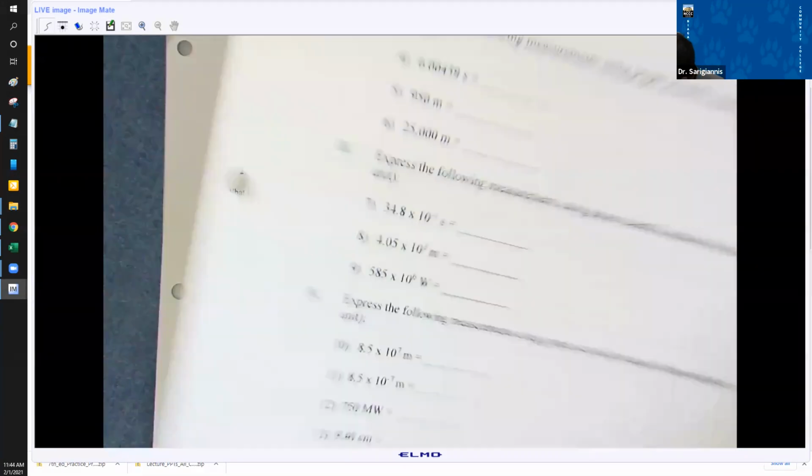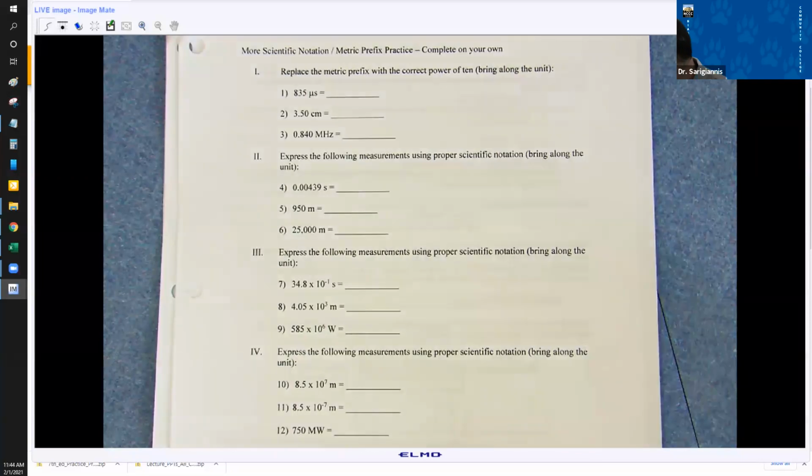What's on the back here? Oh, yeah. That's pretty much it for module 2.